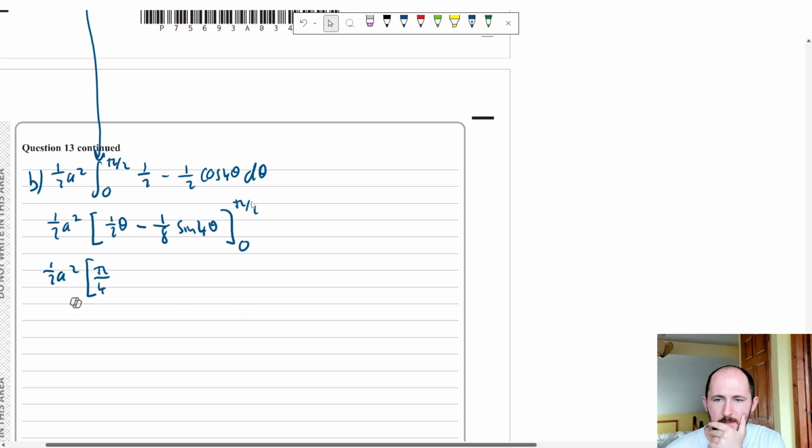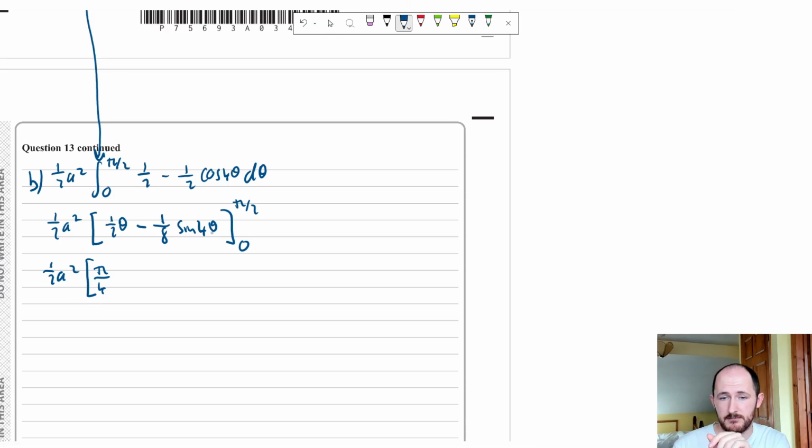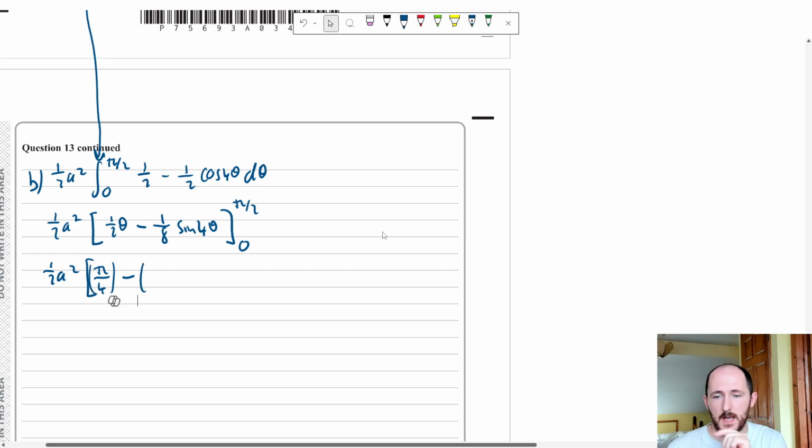Now, pi over 2 times 4 would be sine 2 pi. Sine 2 pi is 0. So that's it for that one. When I sub in 0, I get a half of 0, which is 0. Sine 0 is also 0, so I get minus 0 as well.